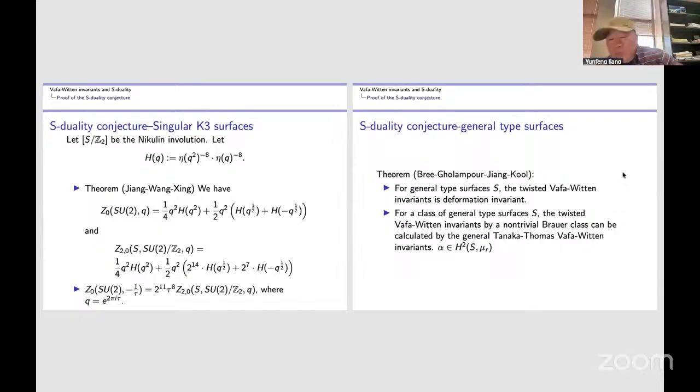So now the situation of the S-duality conjecture in the Vafa-Witten setting is this. For general type surfaces, which is the most open case, we don't know how to prove the S-duality conjecture, but we can reduce the calculation of the twisted Vafa-Witten invariant of SUR modular to the SUR side. Really, right now the question is how to calculate the SUR side Vafa-Witten invariant, meaning the Tanaka-Thomas thing. This is the hard part.